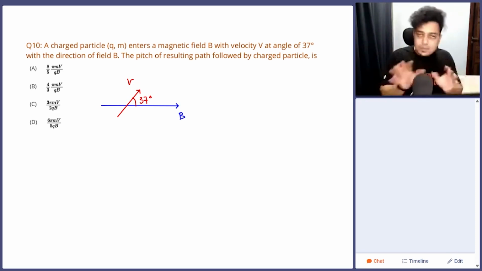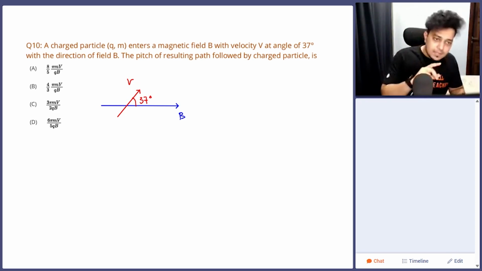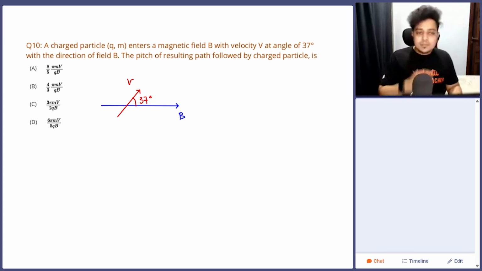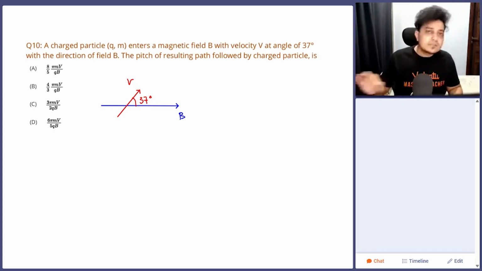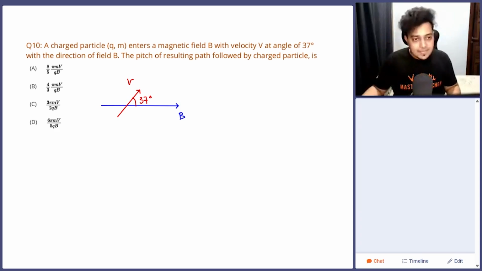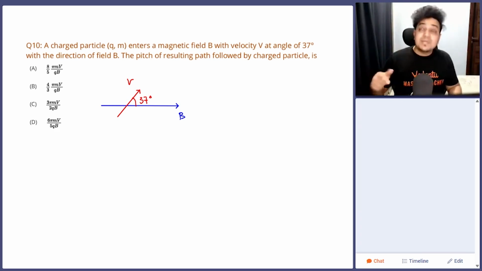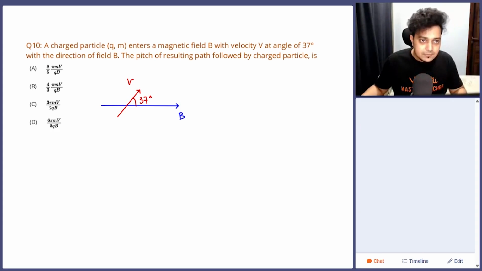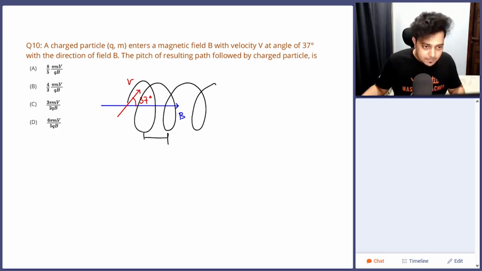So this is a typical question of magnetic effect of current. If the velocity and magnetic field are making an acute angle, the path will be not a straight line, not just uniform circular motion. It will be a combination of both. So it will be a helical path. We have to calculate what is going to be the pitch in this helix. So the path will be like this. We have to get the pitch value.